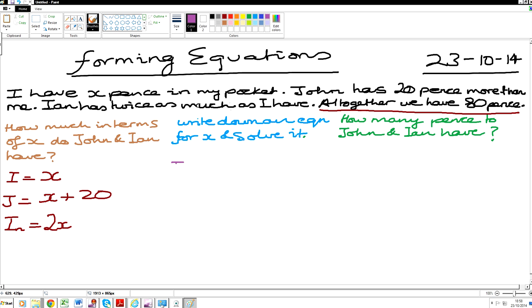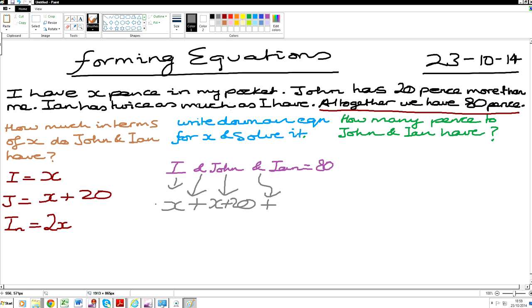So we have I, and who's the next person? John. And who else? Ian. And altogether, how much do they have? 80 pence. Now let's start putting some maths underneath it. How much do I have? I have X. And in mathematics here it means add, because it's altogether. How much does John have? X plus 20. Because we add them up, we have another plus. And Ian, how much has Ian got? 2x.